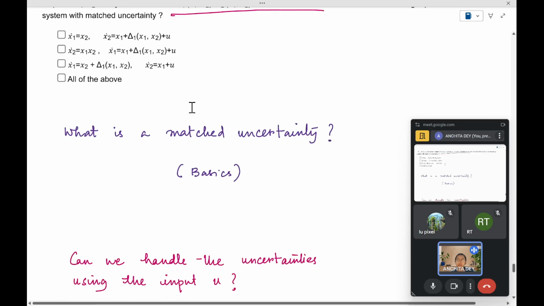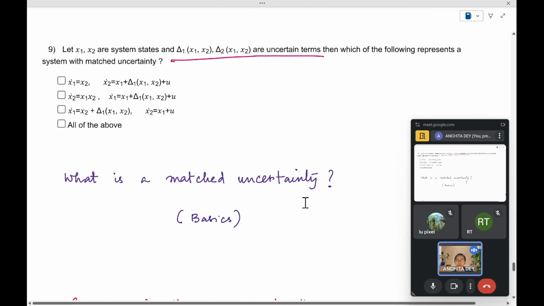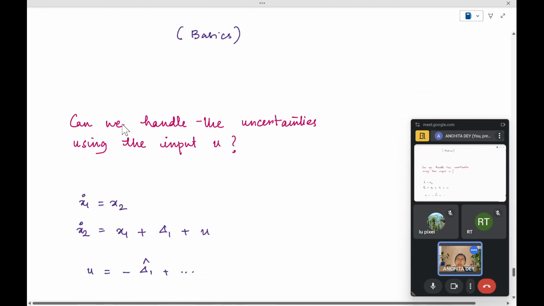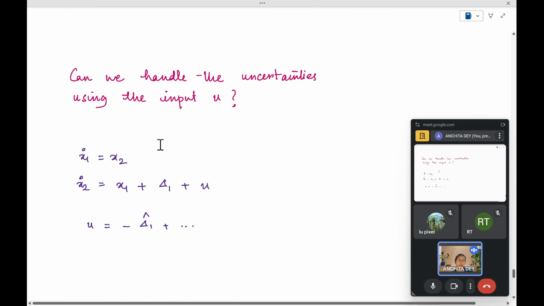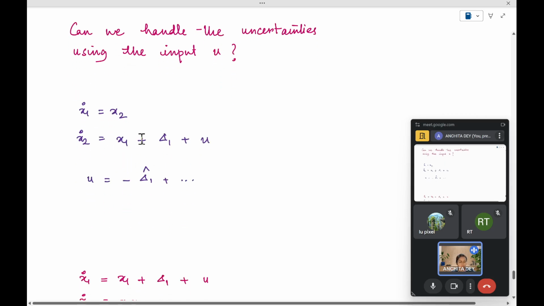So we understand now what is a matched uncertainty. Let us pick up each of these examples. Can we handle the uncertainties using the input u? That's what we have to see to know whether it's a matched uncertainty or not. The first system was x1 dot is equal to x2 and x2 dot is equal to delta 1 plus u. So it's very easy. You can just write u to be equal to minus delta 1 hat plus some other terms if you require, and this would lead to a cancellation here, right?